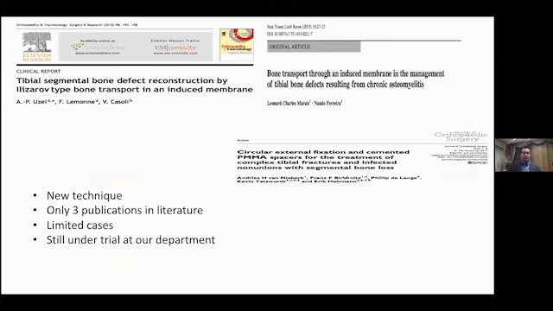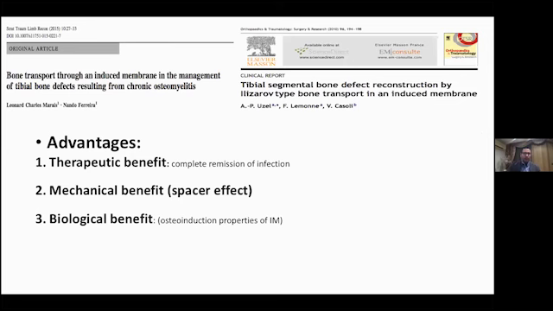Regarding bone transport through the induced membrane technique, it is still a new technique with only 3 publications found in the literature with a limited number of cases. And this technique is still under trial at our department at Ain Shams University. These studies have proposed advantages, which include therapeutic benefit with the local release of antibiotics from the spacer after debridement, resulting in complete remission of the infection. The second one is a mechanical benefit, which is called the spacer effect, as the induced membrane itself prevents the soft tissue invagination through the transport site in patients with large segmental defects.